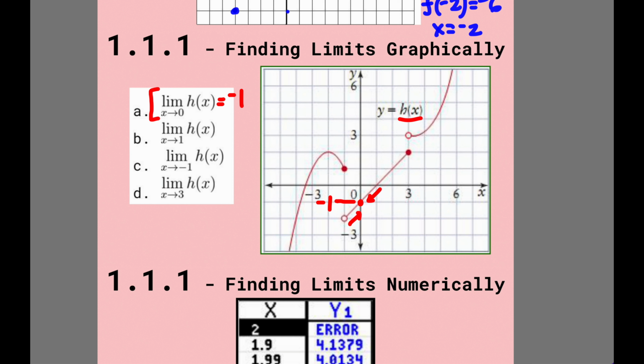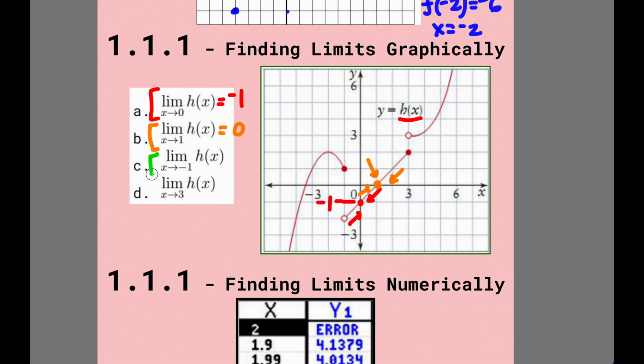Okay, the next one. The limit of h of x as x approaches 1, not negative 1, 1. Well, here's 1 right here. Here's the x value. It's approaching on one side, and it's approaching on the other. It meets at that y value there, which in this case is going to be 0.